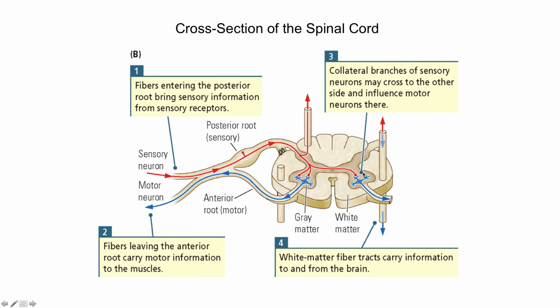So then here, the white matter fiber tracts that are outside of the gray matter carry information to and from the brain. So if it goes to the brain, it's most likely the sensory information, and if it goes away from the brain, it's most likely the motor information. And then fibers here that leave the anterior root carry information to the muscles. So they will tell your muscles to move.